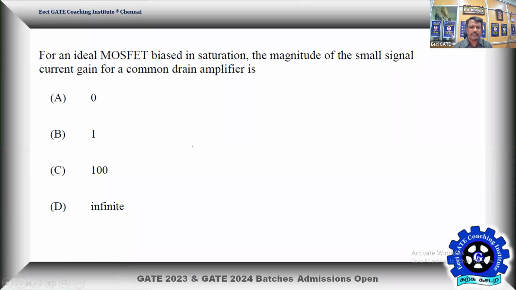So you need to imagine a common drain configuration. The magnitude of the small signal current gain for a common drain amplifier. So let me consider a common drain configuration using NMOS. Common drain is basically a source follower. So let me have, this is the drain connected to the ground. So common drain, where we apply the input to the gate terminal.